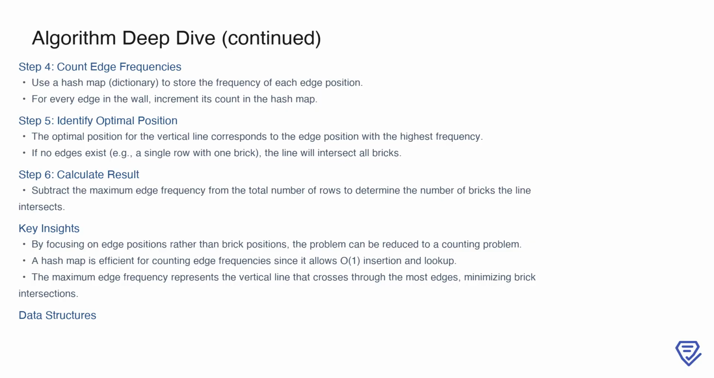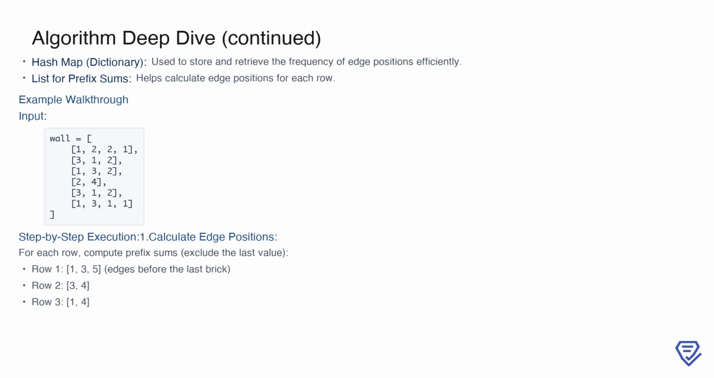To implement this approach, we rely on two main data structures. The first is a hash map or dictionary, which efficiently stores and retrieves the frequency of edge positions. This allows us to quickly update and access edge counts during our computation. The second is a simple list, which we use to calculate the prefix sums for each row. These prefix sums help us determine the edge positions for each row.